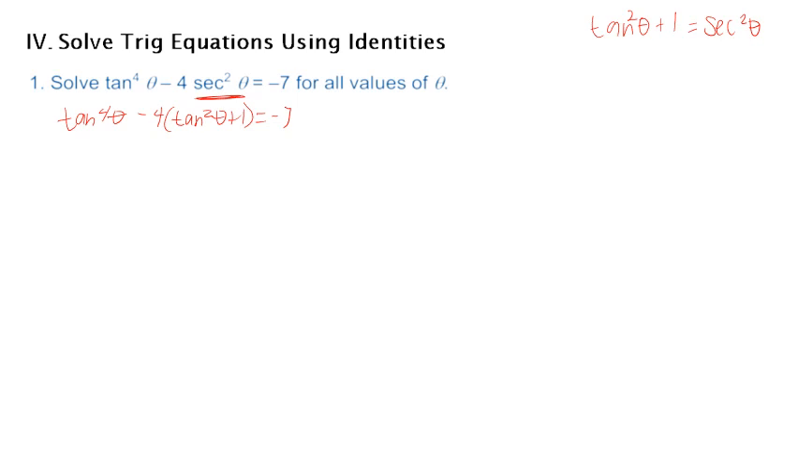And I'm going to go ahead and simplify this a little bit more. So the tangent to the 4th power of theta minus 4 tangent squared theta minus 4 is equal to -7. And if I add 7 to both sides, set this equal to 0, tangent to the 4th power of theta minus 4 times the tangent squared theta plus 3 is equal to 0.